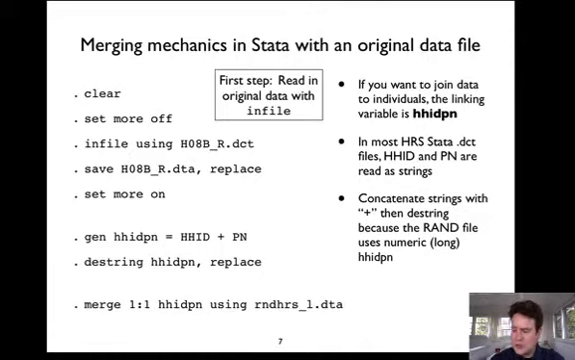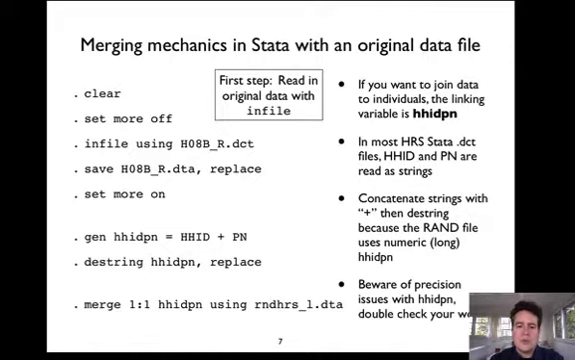Then finally, there's the merge command there at the very bottom. You do want to make sure that your HHIDPN variable has the right precision, because it needs to be the same variable, basically the same data across these data sets. And if it's not, you're going to run into problems. And I've learned this the hard way, so try not to repeat my mistakes.